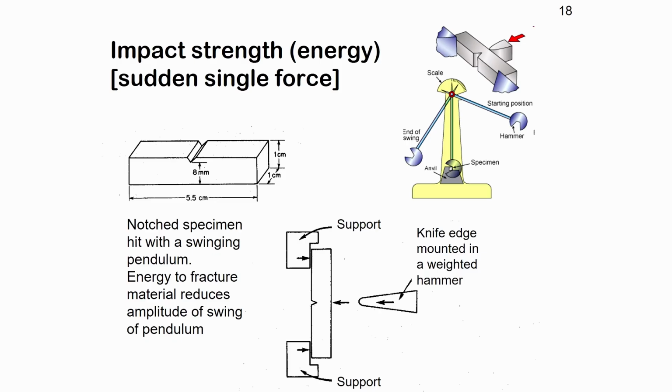The energy required to break it can be calculated from the change in height. The height is a measure of potential energy. So if there's no change in energy, the pendulum will reach the same height as it first started. But if it breaks something in between, energy is going to be consumed, and it will not reach the same height. So that difference in height will allow you to calculate the energy consumed by the specimen.